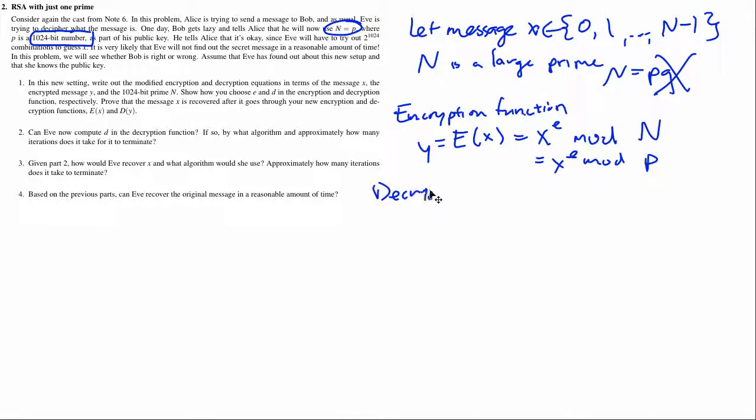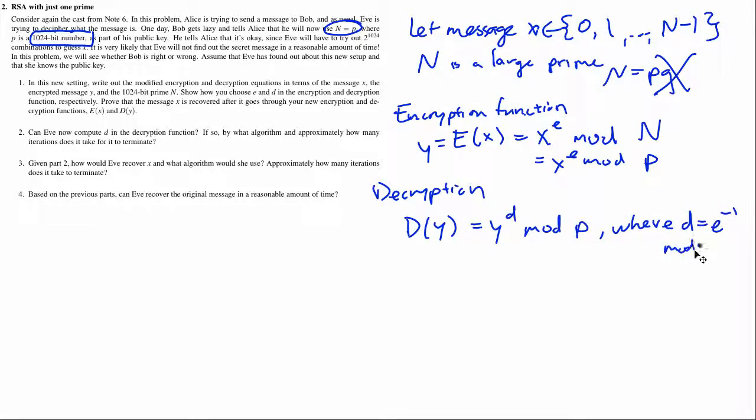And so the decryption becomes D of y equals y to the d mod p, where d equals e inverse mod p minus 1. So basically we just modified everything by getting rid of q, which is okay. And then I tried to add this y equals this result just to explain the notation a bit more clearly in case you didn't get it from the lecture notes. And so all we have to do is prove that when we do x to the ed, we get x mod p.